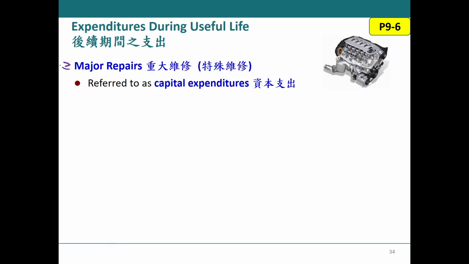So our second group is major repair, 重大维修. Also, we call it capital expenditures. It's quite common terms you will find out in the future. So when you look at any financial related materials, they'll say, oh, this company spend the money on capital expenditures, 资本支出. So what does it mean? Capital expenditures, 资本支出, you know, that's for major repair. Okay, so major repair 重大维修 so means what?